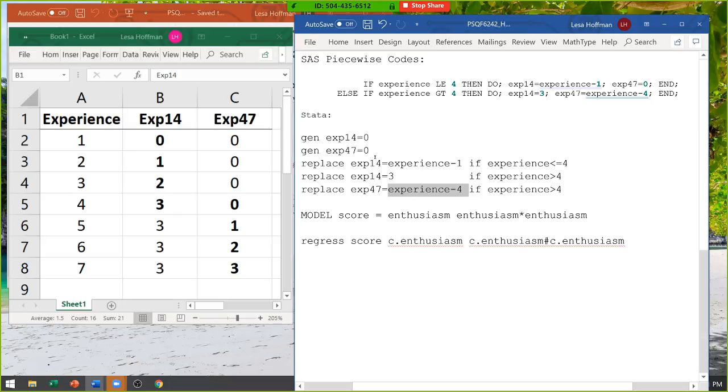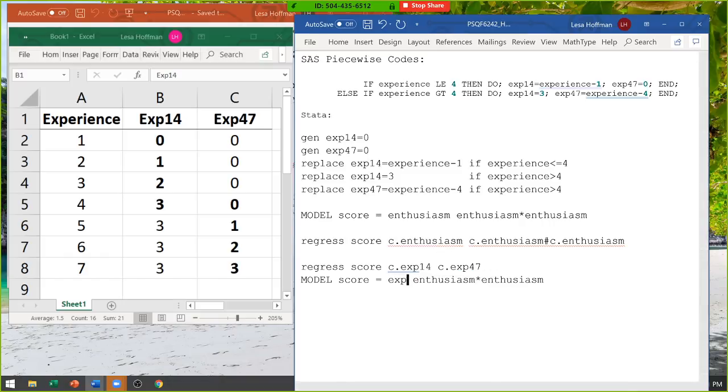Once you have those two new predictors created in the data set, they go directly into the model. For instance, in Stata, that would be regress score, and then exp14, exp47. And if you want to add the C's just as a good habit, that would work too. In SAS, it would be just the variables that you created without anything further.